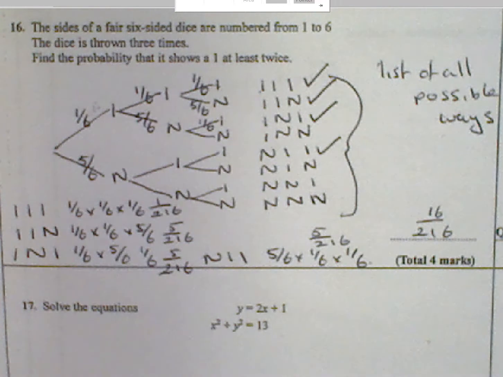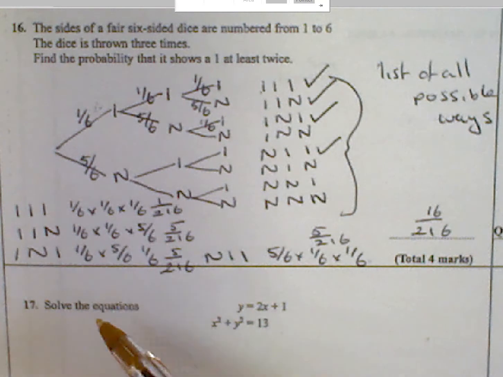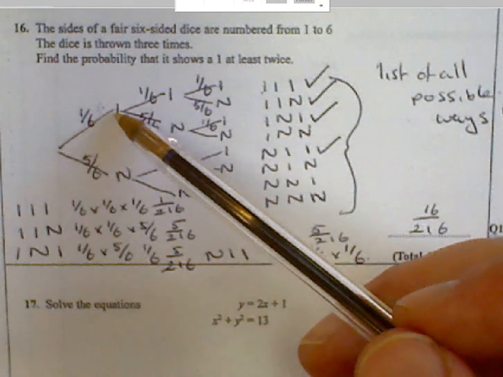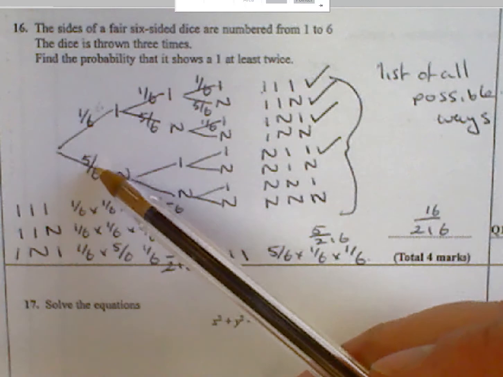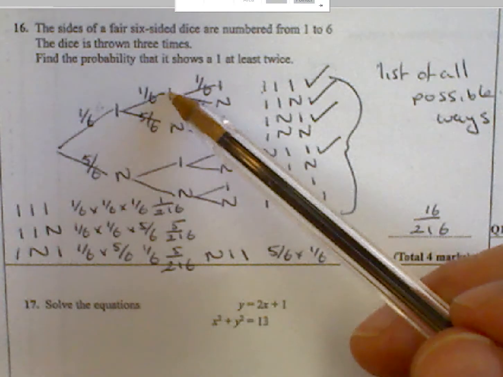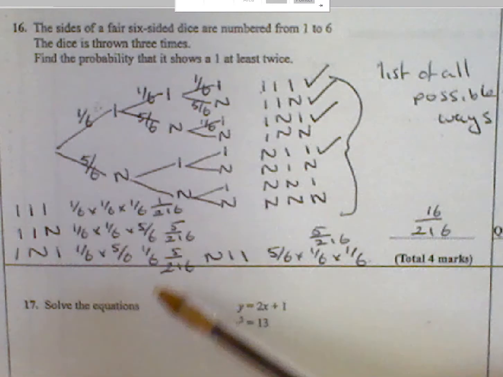But I think probably the easiest way to understand it is to do a very mini tree diagram. In the first throw I can get a 1 or not a 1, and the chances of getting a 1 is 1 out of 6. The chances of not getting a 1 is 5 out of 6. And then in the second throw it branches out again and you get a 1 or not a 1.